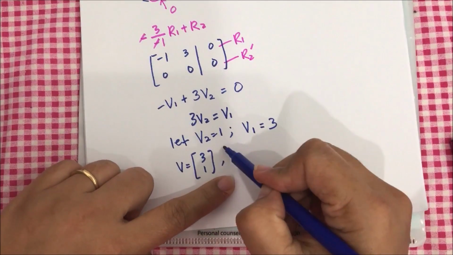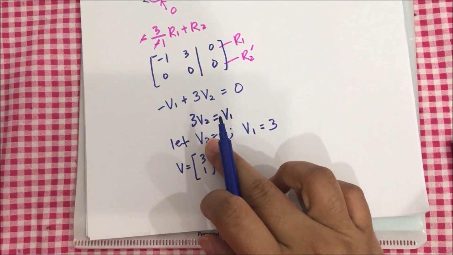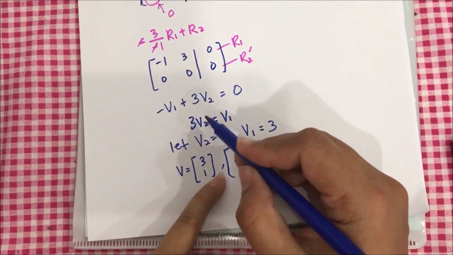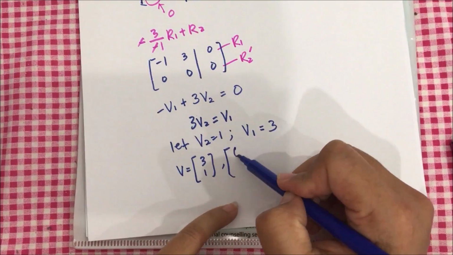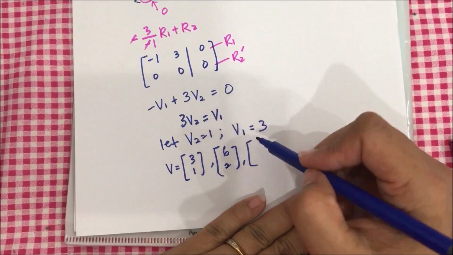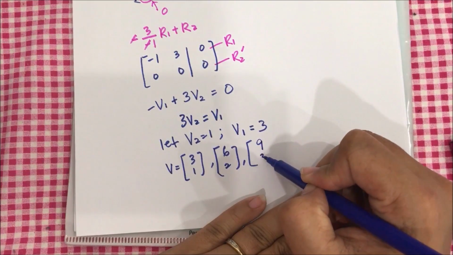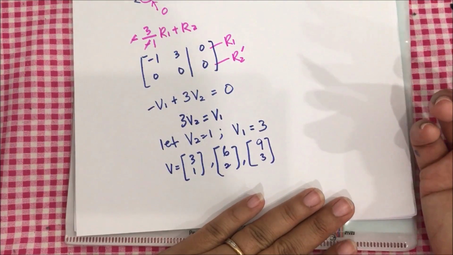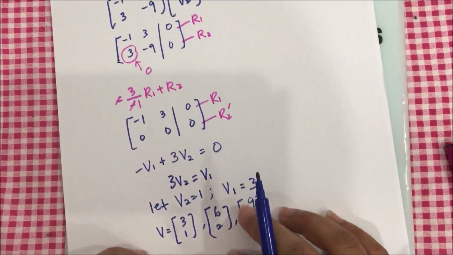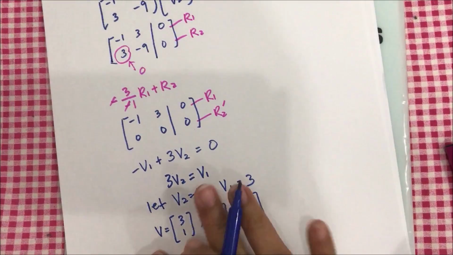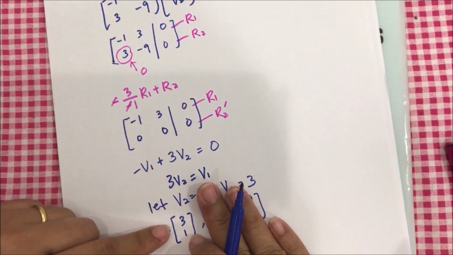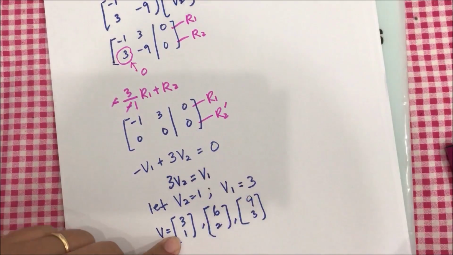Because this is a formula, the eigenvector can be either 3, 1, maybe 6, 2, or 9, 3, and so on. That's why one eigenvalue will have many eigenvectors, and this is one of the corresponding eigenvectors.